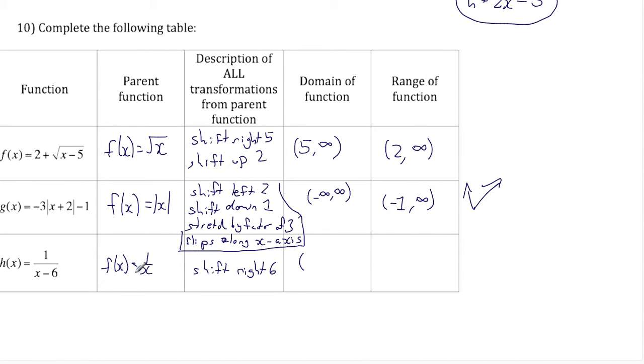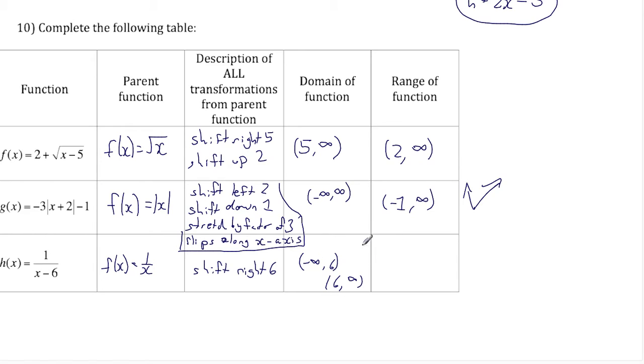Again, it's all real numbers except for 0. So if I shift it to the right, it's going to be all real numbers except for 6. There we go, that's what I'm trying to do. So I'm going to do negative infinity to 6, and then from 6 to positive infinity.